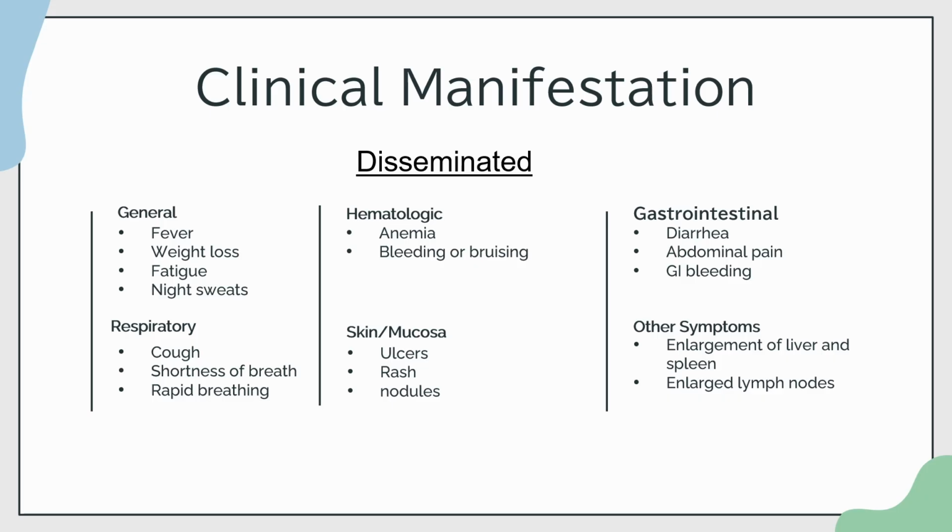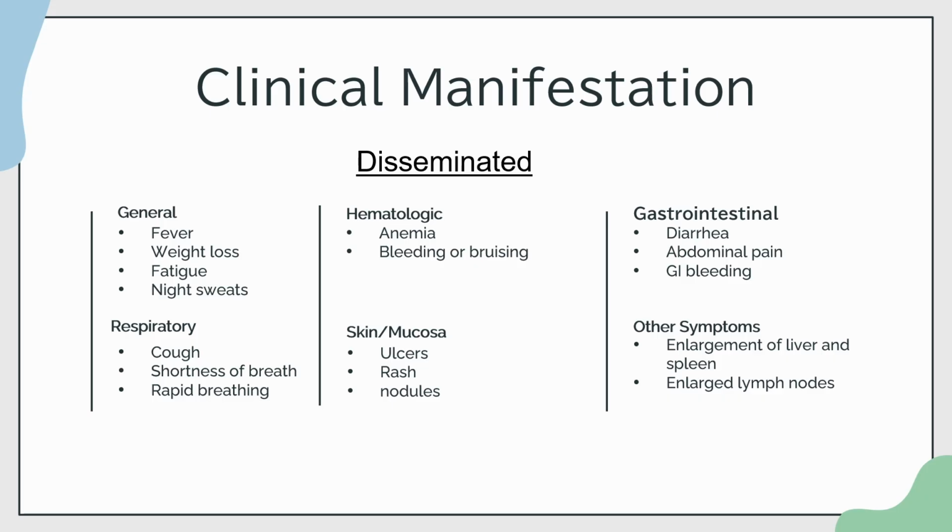In disseminated histoplasmosis, this is a severe and systemic infection. Human cases are extremely rare and almost exclusively seen in individuals with severely weakened immune systems. Symptoms will usually develop weeks to months after exposure and can include general symptoms including fever, weight loss, fatigue, night sweats, and respiratory symptoms of cough, shortness of breath, and rapid breathing.